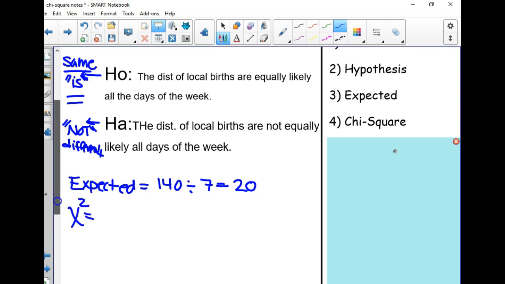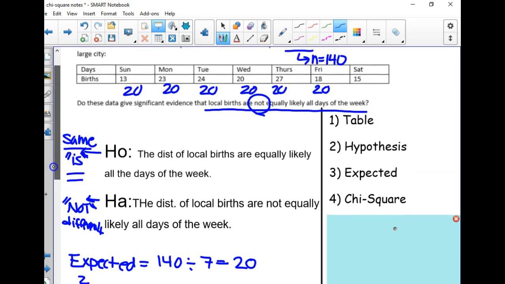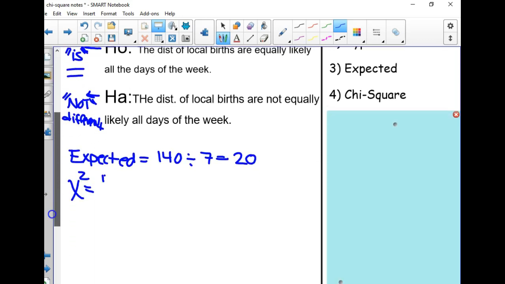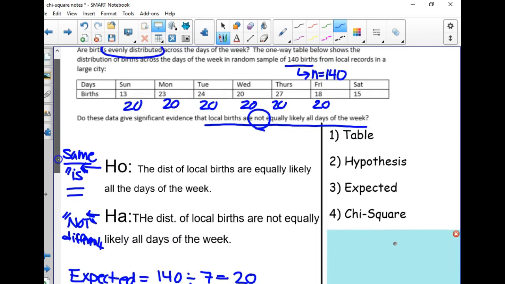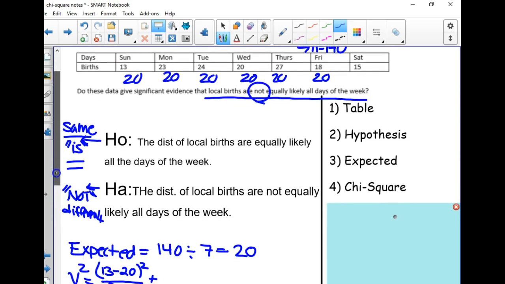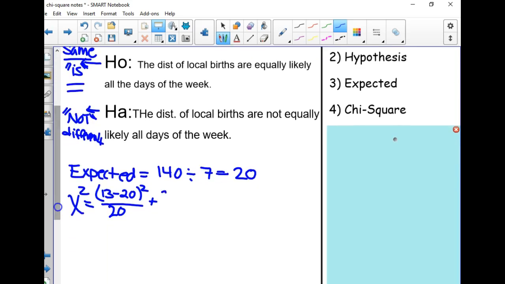I take my first observed value, which is Sunday. Okay, what did we observe on Sunday? Yeah, we observed that it was 13 births. There should have been 20. So I'm taking my formula now that's on the whiteboard, and I'm saying my first observation minus my expected. I square it, I divide by my expected. I do it again. Monday, 23 is the observed, the expected is 20.